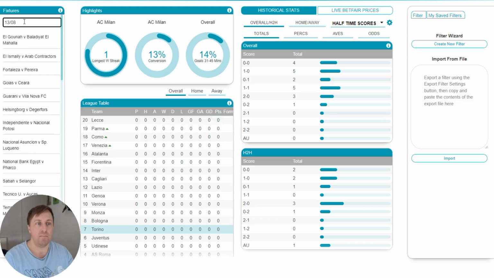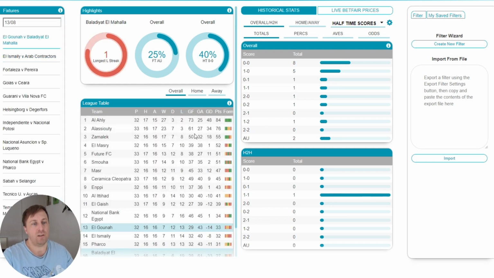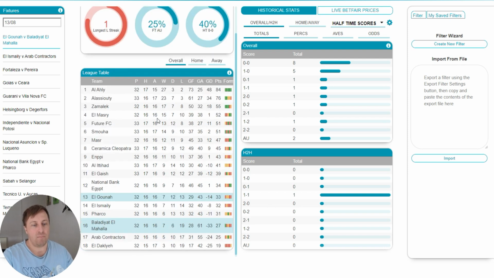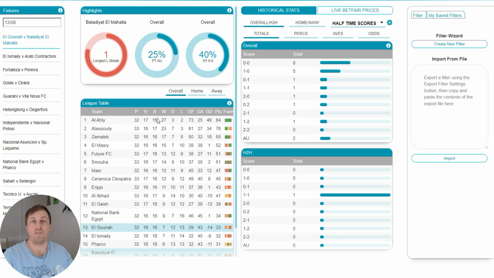While I'm saying that, I'm going to input today's date, and you can see on the left hand side all the matches for today have now popped up. Let's just go for the first match. So we're going to look at this Egyptian game here between El Guna and Baladiat El Mahala. I hope I've pronounced that right for any Egyptians listening and watching.